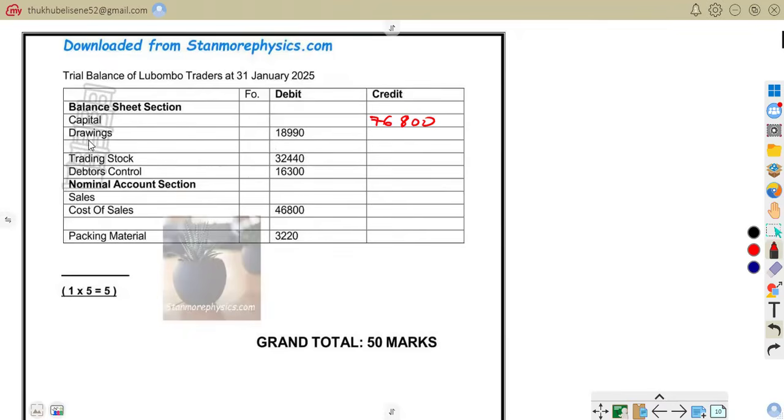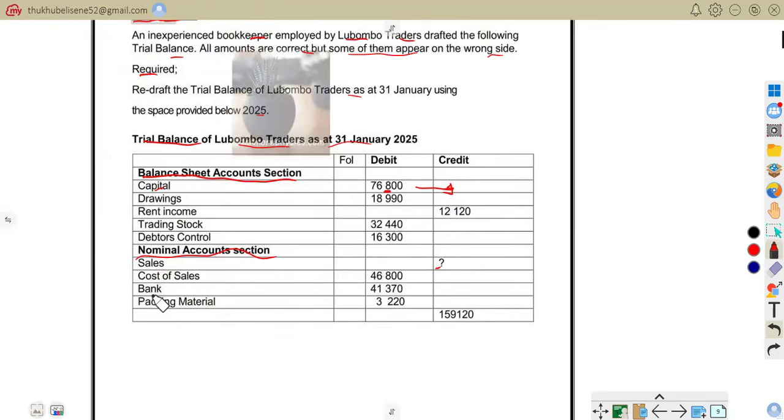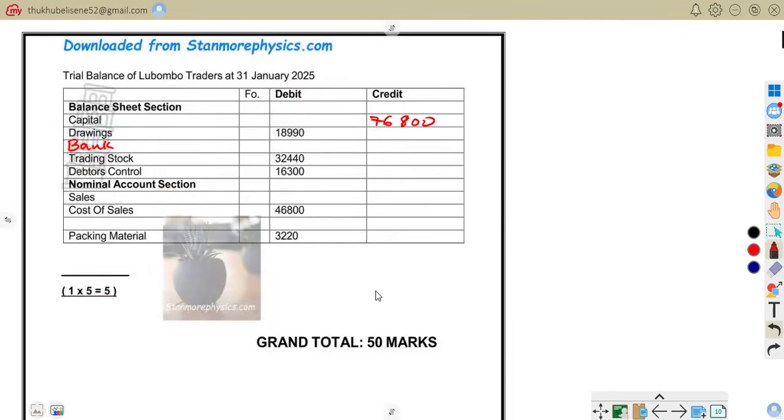And then we have bank here, which is missing. The bank has a debit balance. How much was our bank? You can see here is our bank, which is 41,370. So now we're going to write our bank here, 41,370. You can see we have trading stock and debtors control, which are still fine.